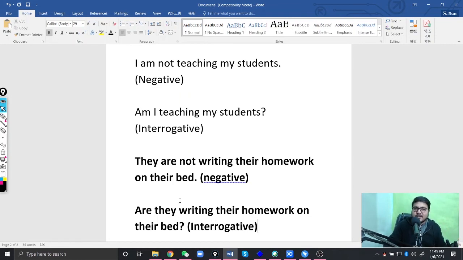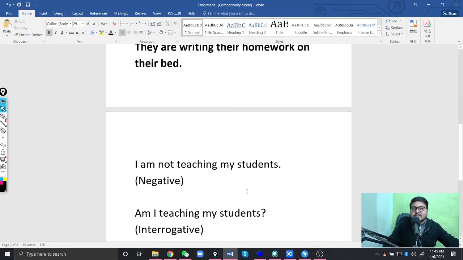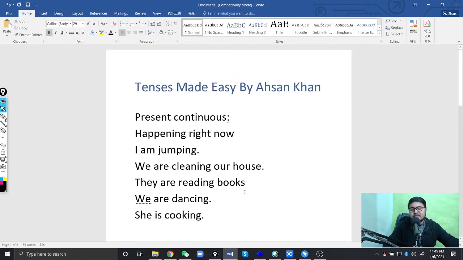So that's how you make interrogative and negative. And that was our lesson for today. I hope you understood it. Present continuous is just a tense that tells you something that is happening right now. So I hope you understood our lesson.